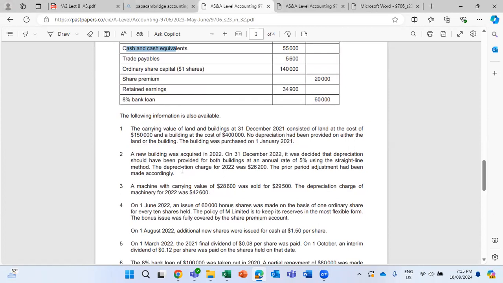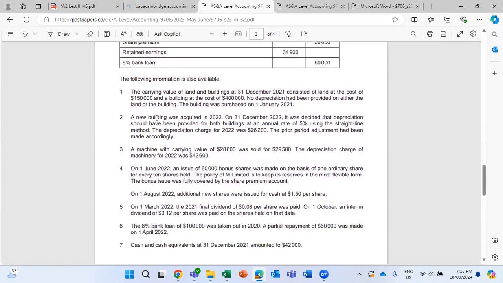The carrying value of land and building at 31st December 2021 consists of land at the cost of 150,000 and building at the cost of 400,000. No depreciation had been provided on either the land or the building. The building was purchased on 1st January 2021. A new building was acquired in 2022. On 31st December 2022, it was decided that depreciation should have been provided for both buildings at an annual rate of 5% using the straight line method. The depreciation charge for 2022 was 26,200. The prior period adjustment had been made accordingly.